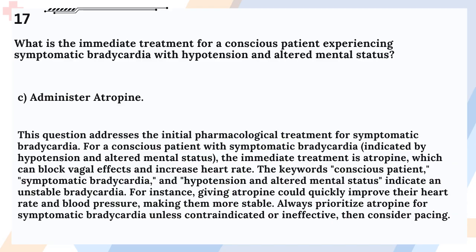The keywords conscious patient, symptomatic bradycardia, and hypotension and altered mental status indicate an unstable bradycardia. For instance, giving atropine could quickly improve their heart rate and blood pressure, making them more stable. Always prioritize atropine for symptomatic bradycardia unless contraindicated or ineffective, then consider pacing.